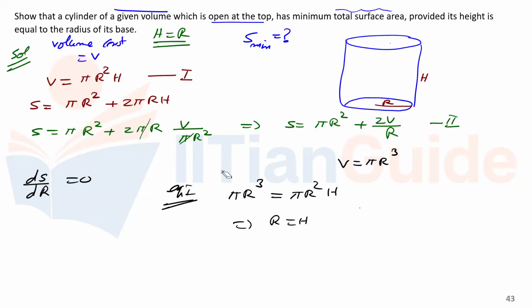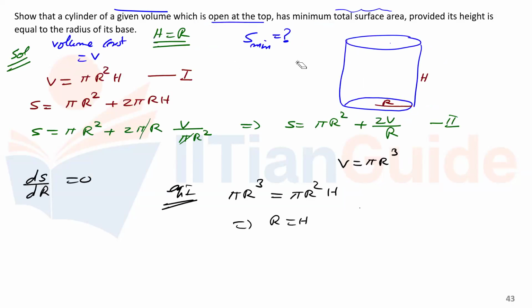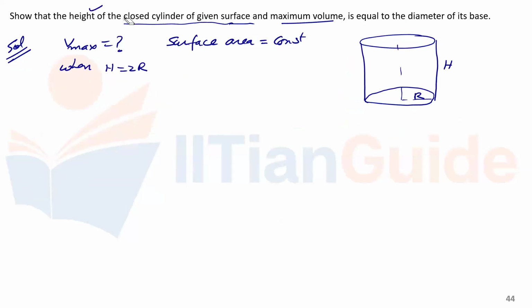It is a similar question that we have done before. In the previous question, the volume was constant. In this question, surface area is constant. In the previous question, it was an open tank, open at the top. In this question, it is not mentioned, so it is closed. It is a closed cylinder, with material on both top and bottom. This is the difference that we are having.